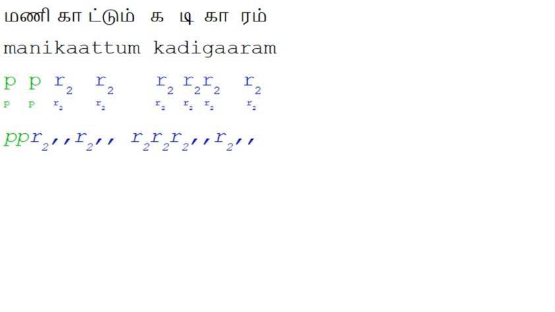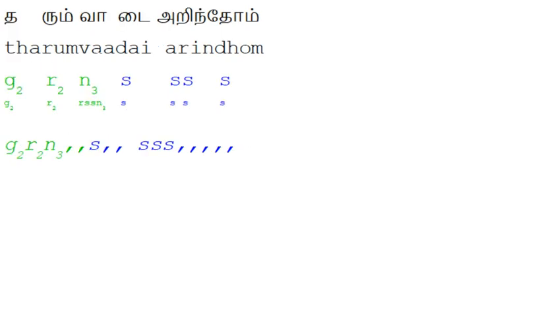Mani kaatrum, pa pa ri ri, kadigaram ri ri ri ri, tarum vaadai, ga ri ni sa, arindum sa sa sa, ga ri ni. And this ni, the detail is ri sa sa ni, ri sa sa ni, ga ri ri sa sa ni, sa sa sa sa. Ga ri ni sa sa sa sa, ga ri ri sa sa ni, sa sa sa sa, tarum vaadai arindum.